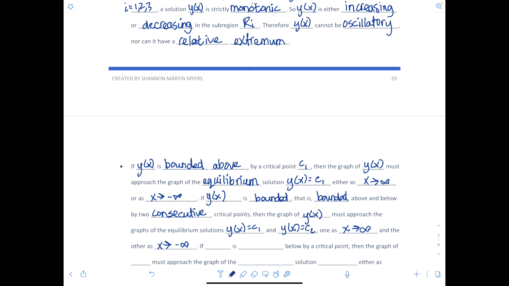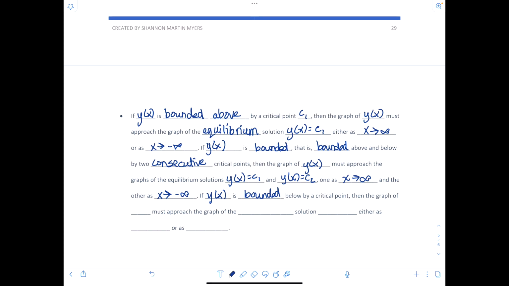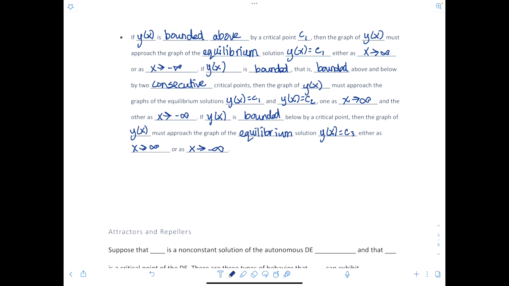And then finally, the last case: if y of x is bounded below by a critical point, then the graph of y of x must approach the graph of the equilibrium solution, y of x equal to some C3, either as x approaches infinity or as x approaches negative infinity. Cool, cool?